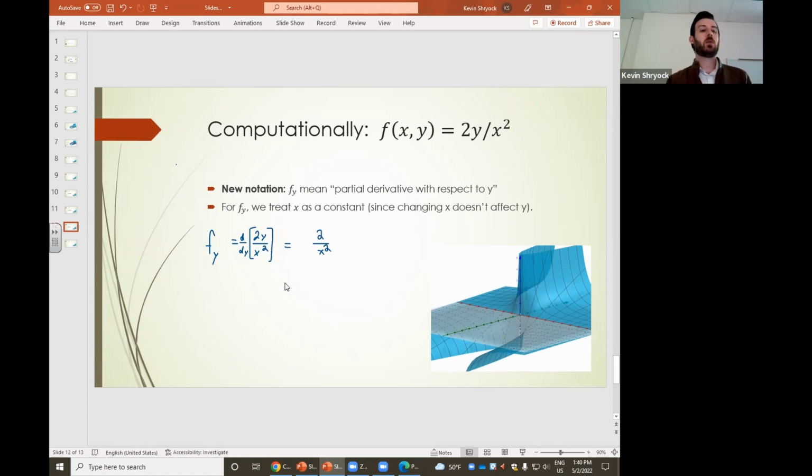Now it's a little bit informal. If you want me to write this a little bit more formally, here's how we can think about it. 2 over x squared in this storyline, this whole thing, we're going to treat it as a constant. Why? Because x isn't going to change as I travel in the opposite direction. East-west doesn't change as I travel north-south.